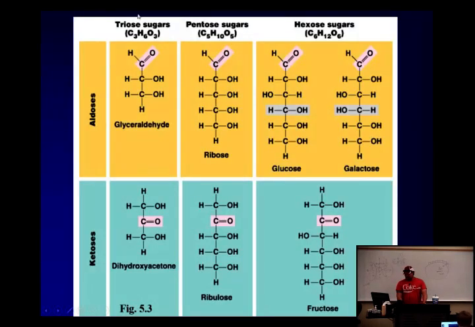So here's triose sugars. Glyceraldehyde is one. Dihydroxyacetone is one. These are aldoses because this is just what I showed you. They're on the end. These are ketoses because the ketone group, the carbonyl group, is in the middle. Here's glucose and galactose. These are very closely related to one another.